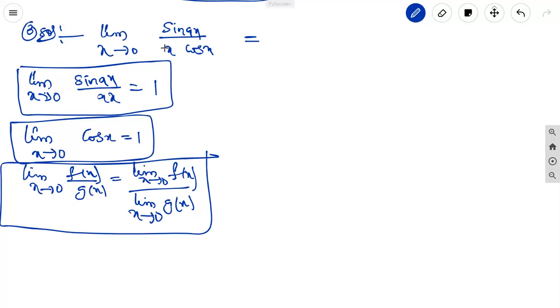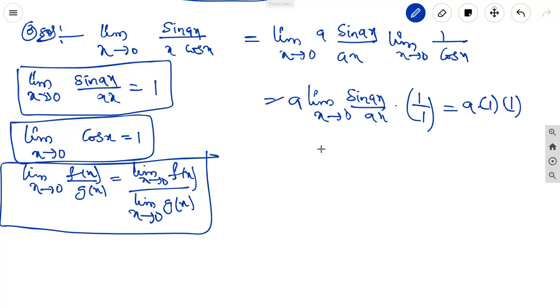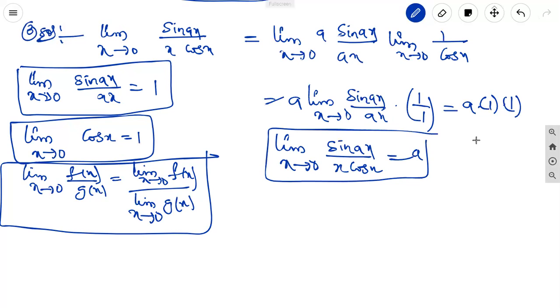So here in the denominator, write separately. First one: limit x tends to 0, sine has denominator x. For cos there is no need: limit x tends to 0, 1 by cos x. Here we should multiply and divide with a. This a is a constant, outside. A limit x tends to 0, sine ax by ax, into limit x tends to 0, 1 by cos x, whose value is 1. So 1 by 1. It is equal to a into 1 into 1. Limit x tends to 0, sine ax by x cos x is equal to a. This is the solution.